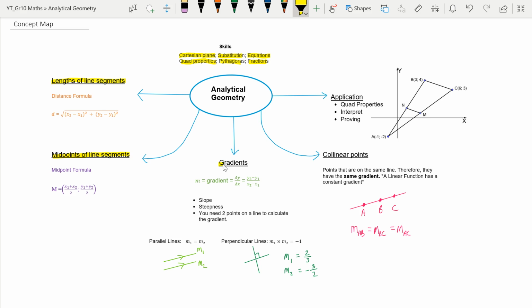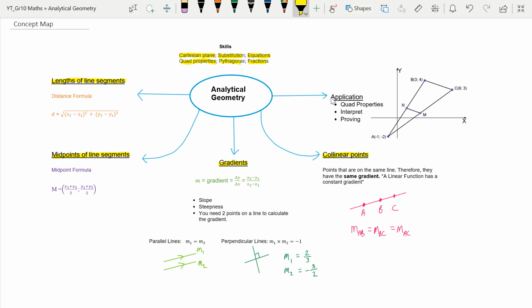Gradients, this is such an important idea for this section. And we're going to look at parallel lines, perpendicular lines, and how do we use their gradients to know whether they are parallel or perpendicular. Then collinear points. When are points collinear? Do you know that already? And then how can we prove whether points are collinear or not?